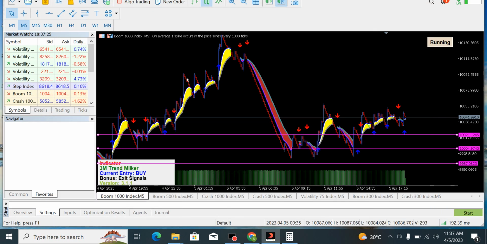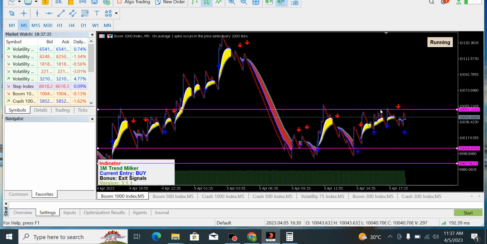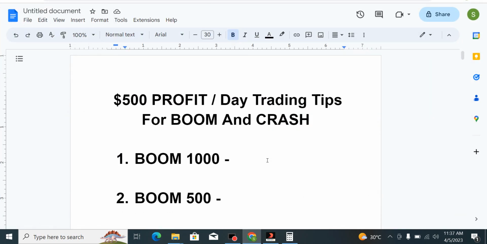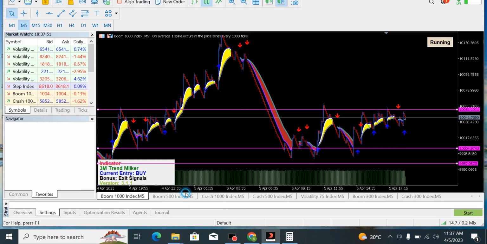Okay guys, this is Boom 1000 on 5 minute time frame. This had been on a downtrend for a very long time but was unable to break out below this support zone. So right now it's going back on a buy trend. It just needs to break out above this resistance zone. Okay, so this is going to be buying more. So if you are a lover of spike trading, then it's the right time for you to trade your spike right from there. Okay, so the next asset is going to be Boom 500. Let's check it out right away.